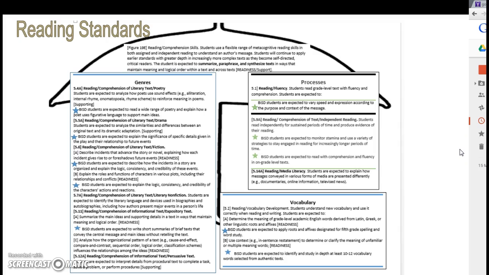The lead standards are in reading and writing. In reading, you have Figure 19E, summarize, paraphrase, and synthesize text. That is what your performance standard is for the whole 6 weeks. The genres that you're going to be doing are poetry, drama, fiction, nonfiction, expository text, and then persuasive, always keeping in mind what the BISD expectation is.